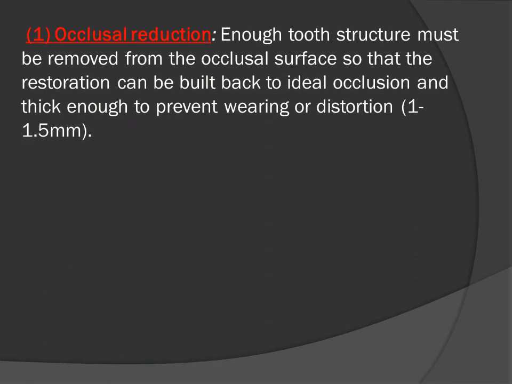According to the occlusal reduction, enough tooth structure must be removed from the occlusal surface so that the restoration can be built back to the ideal occlusion and thick enough to prevent wearing or distortion.